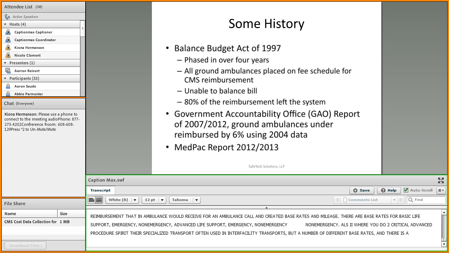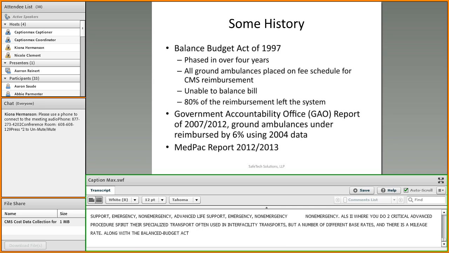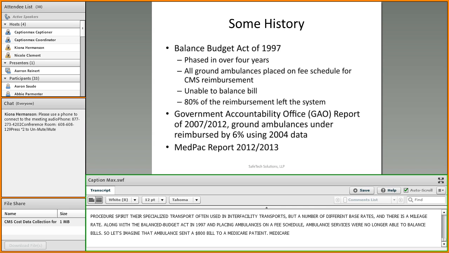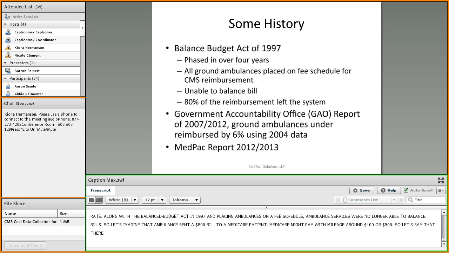There are base rates for basic life support, emergency, non-emergency, advanced life support, emergency, non-emergency, and ALS-2, where often you do two or more critical or advanced procedures. There is specialized critical transport, often used in interfacility transports, so a number of different base rates, and then there's a mileage rate.